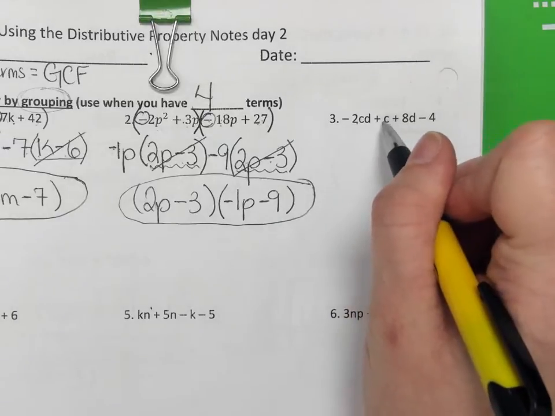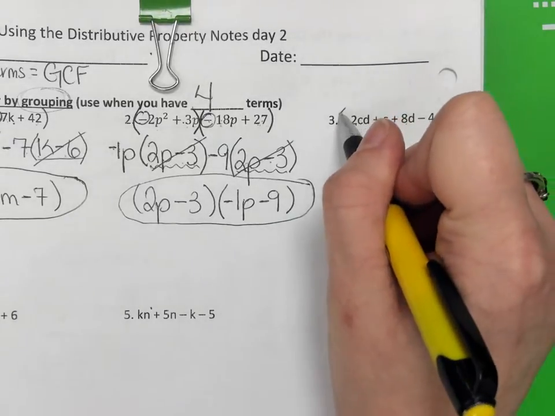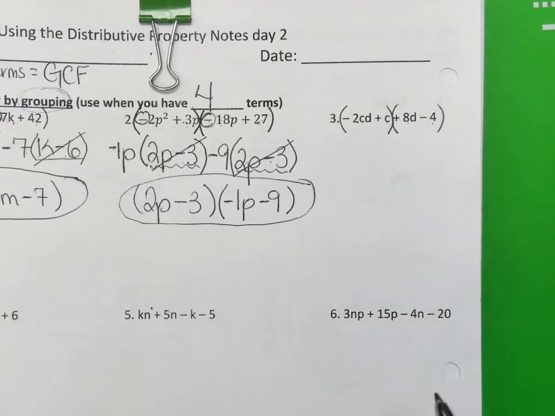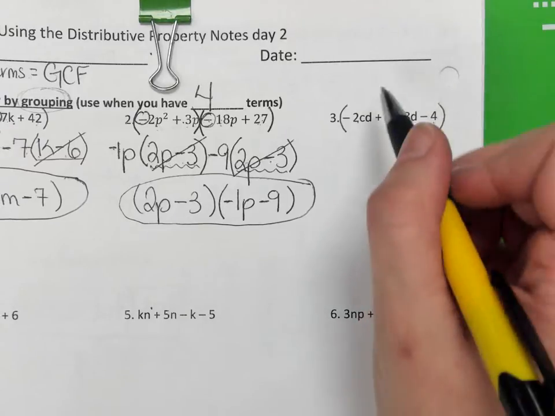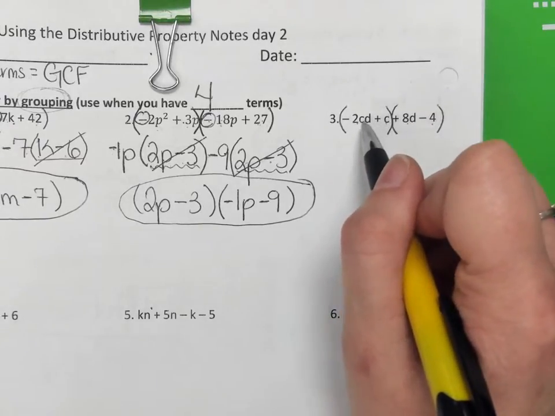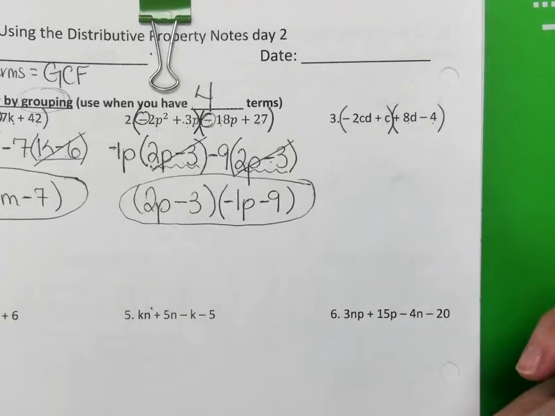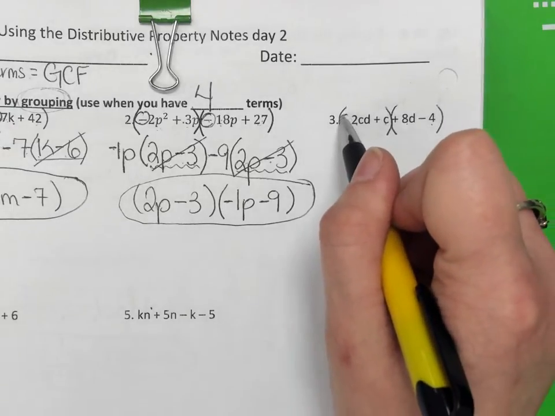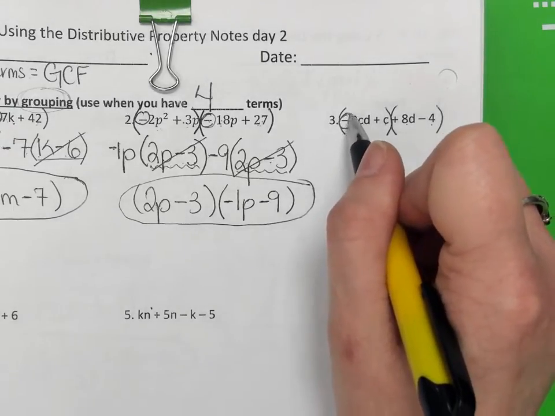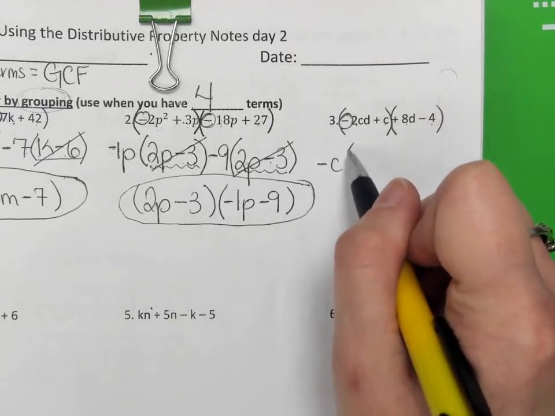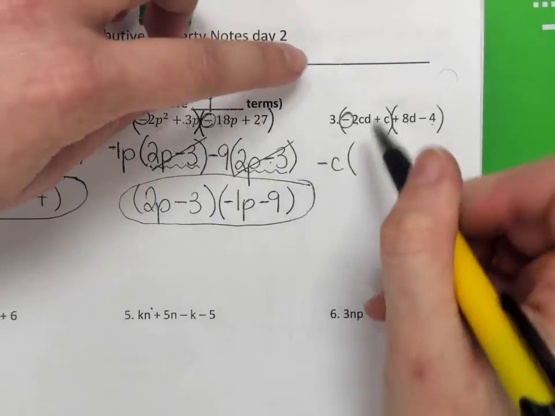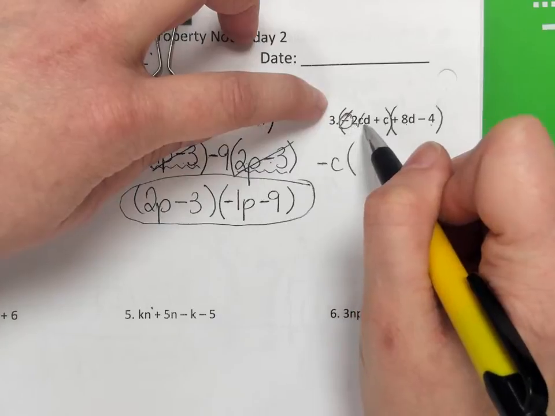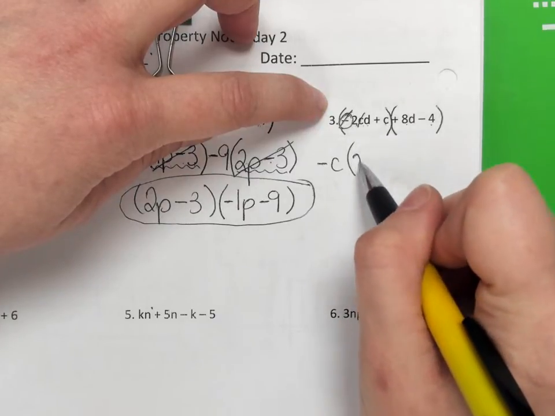How many terms are there? 4. So we do grouping. Keep that plus sign with the 8. All right, what do these two have in common? The C. Which one are you looking at? Oh, we're on 3, not 4. So they have a, what kind of C? Negative. You gotta take that sign in the front. Now look, I took out a negative and I took out the C. What's left? 2D. Very good.